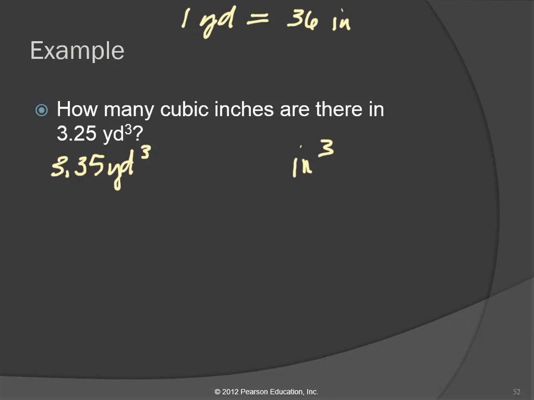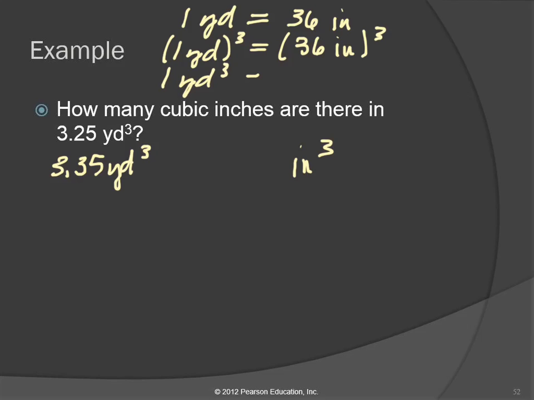But we need this to be cubed. So we're going to take 1 yard cubed must be equal to 36 inches cubed. We're cubing the unit and the number. 1 cubed is still 1, and so this is 1 yard cubed. But 36 cubed is a little bit bigger than 36. That's 36 times 36 times 36. So that's 46,656 cubic inches.